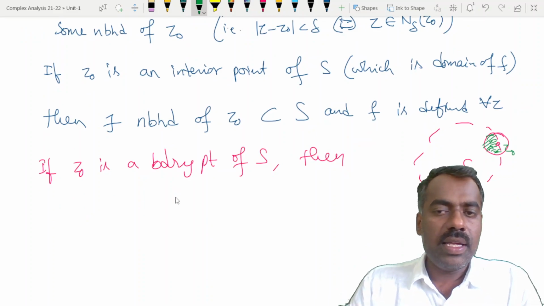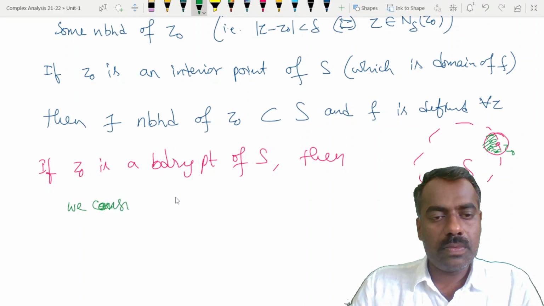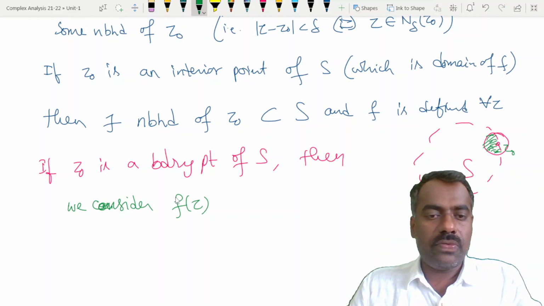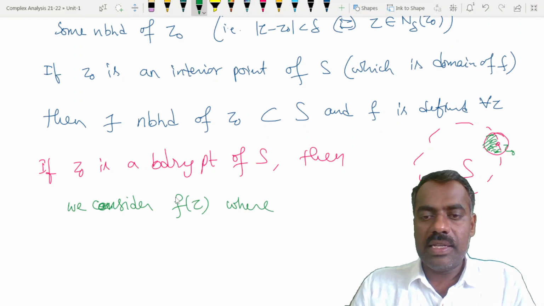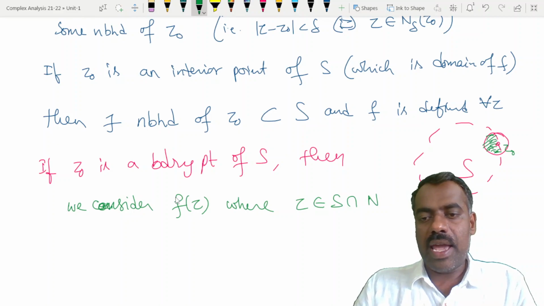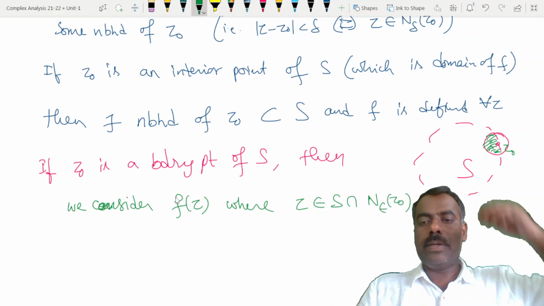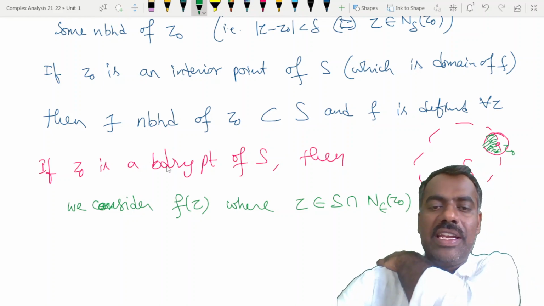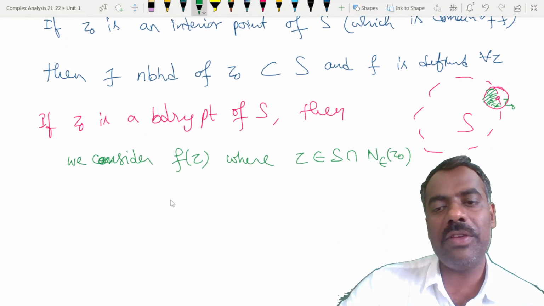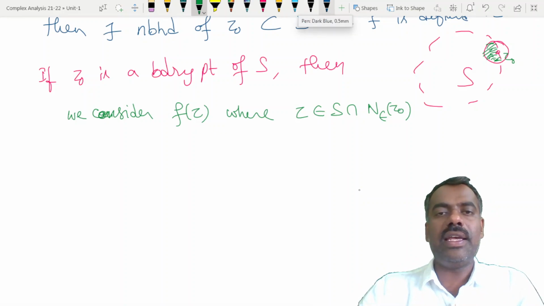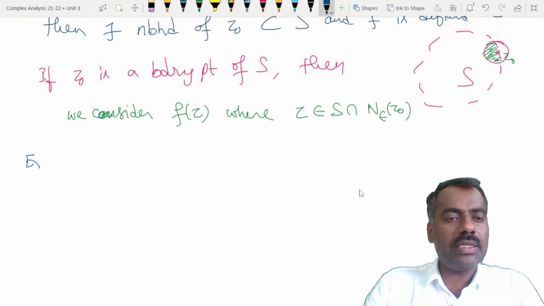Yes, sir. Then we consider f of z where z belongs to s intersection N epsilon of z naught. Whatever is outside that we don't consider, because obviously f is not defined there. There may be a problem of f being defined at all such points. Let's see an example so that you can understand. We'll just solve one problem.